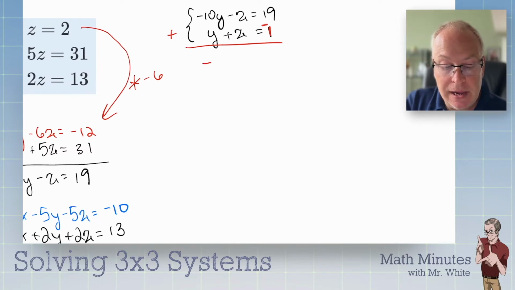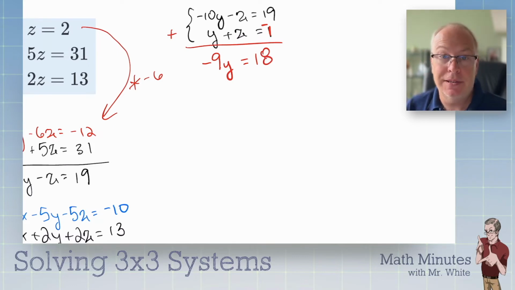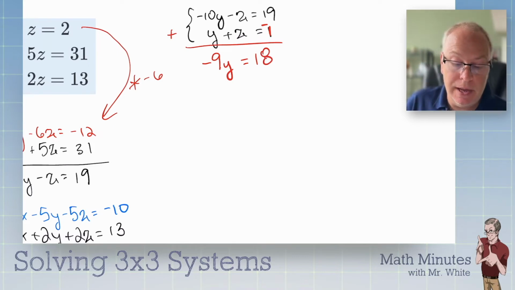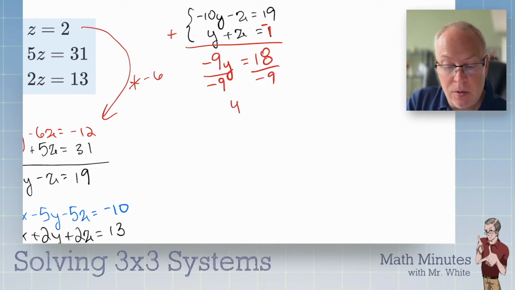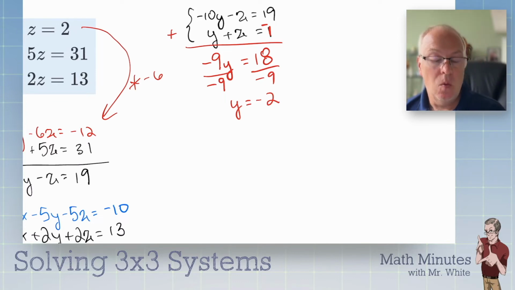So now I get negative 9y equals 18. Aha. See, I knew something went wrong because that was going to come out to be a decimal, and I knew that couldn't be it. So I'm going to divide by negative 9. Divide by negative 9, I get y equals negative 2.